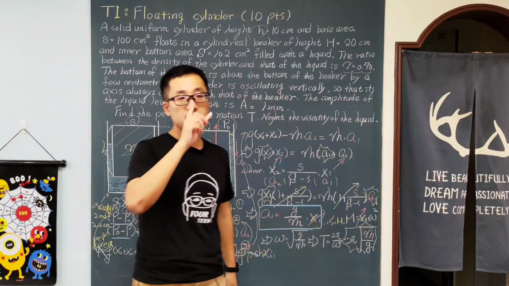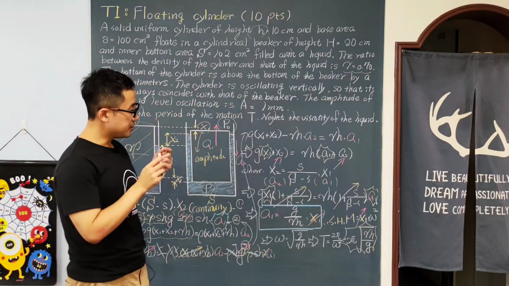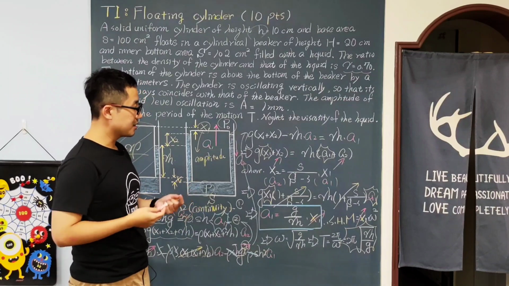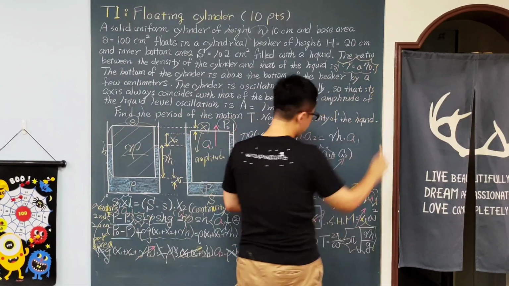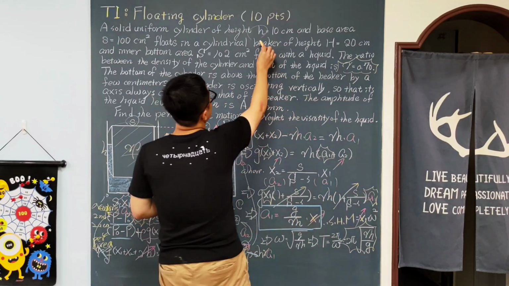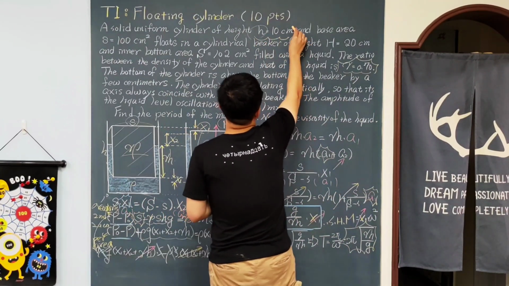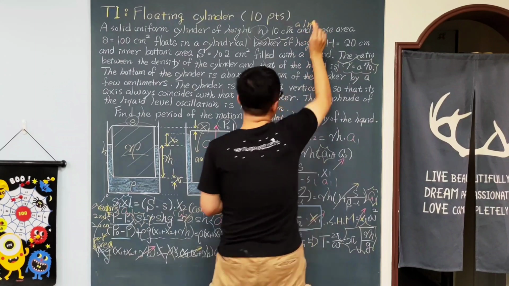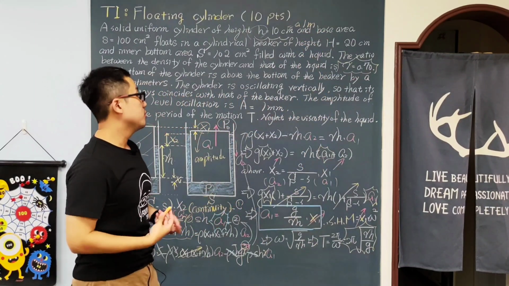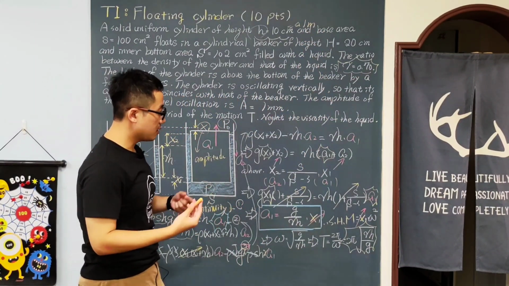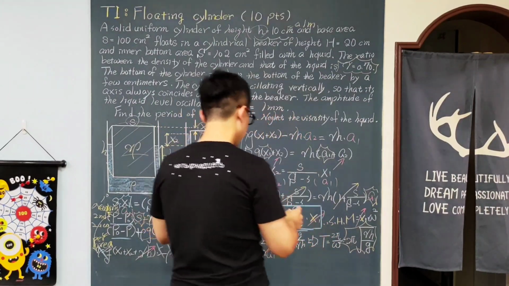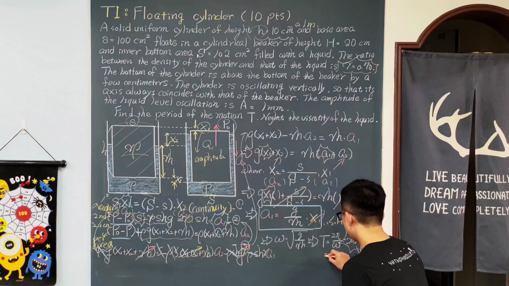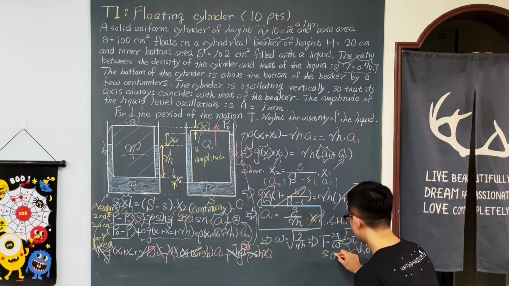Okay, done. But this problem needs you to calculate the exact value. 2 pi is a constant, and gamma is 0.7, and h is 10 centimeters, which means 0.1 meters, and g is 9.8. So you plug all those constants into the final result. We can note that the period is around 0.53 seconds.